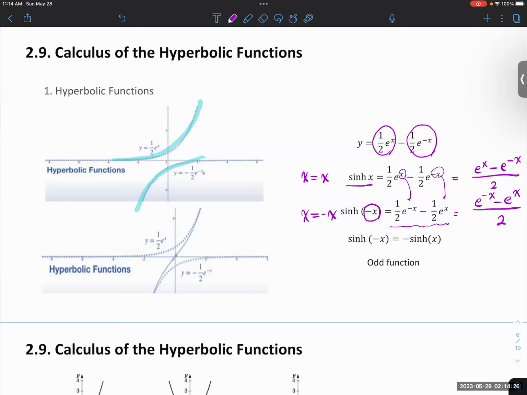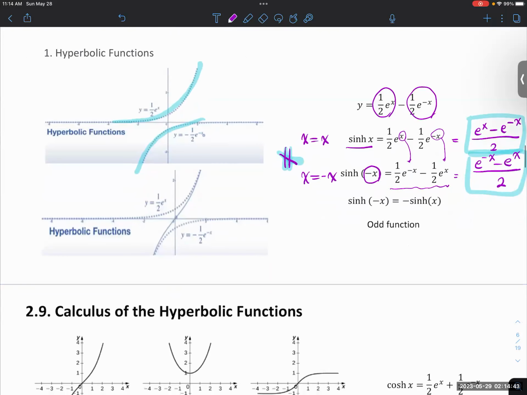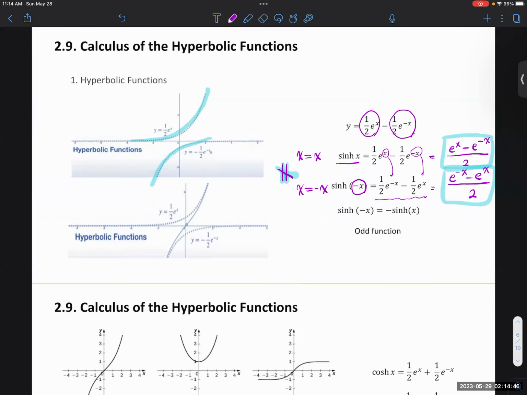When x equals negative x, what happened? The outcomes are the same? Not really. e to the x minus e to the negative x is not equal to e to the negative x minus e to the x. So what I'm saying is they're not equal because it is an odd function. I'm going to write it here: e to the x minus e to the negative x over 2 is the same as negative e to the negative x minus e to the x over 2. If you use the negative distributive property, they're going to be equal.